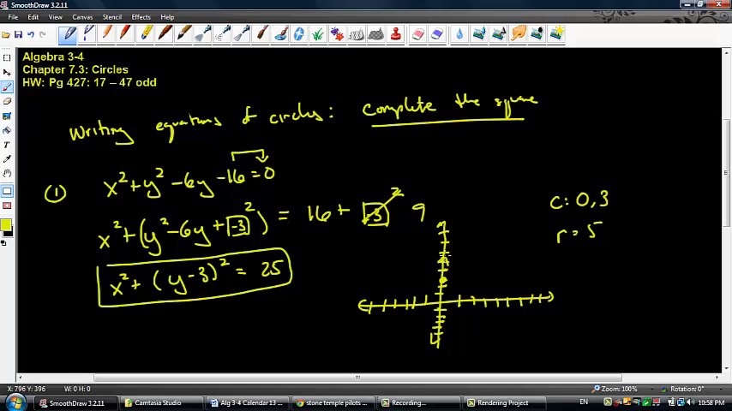So we go up 1, 2, 3, 4, 5. Go out 1, 2, 3, 4, 5. And then 1, 2, 3, 4, 5 in the other directions. For lack of a better picture, here is your circle.